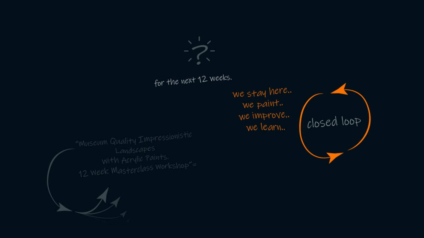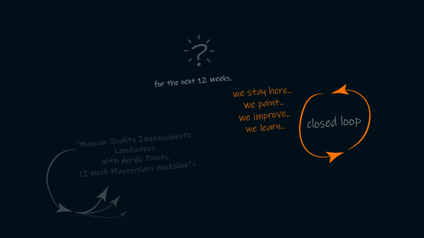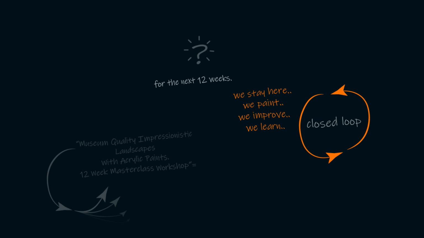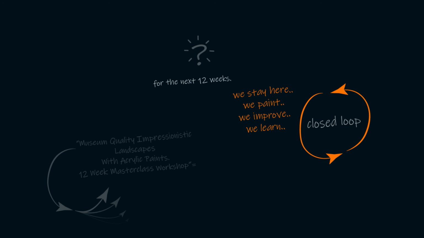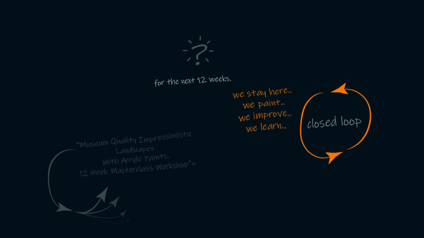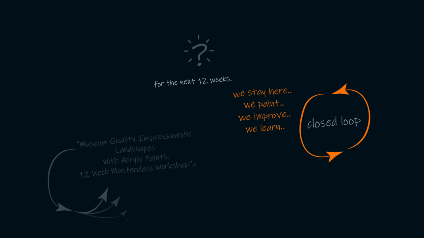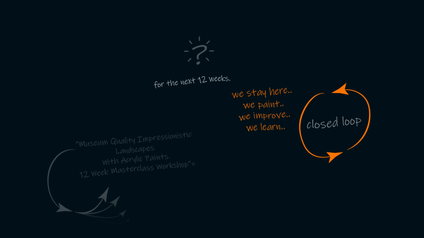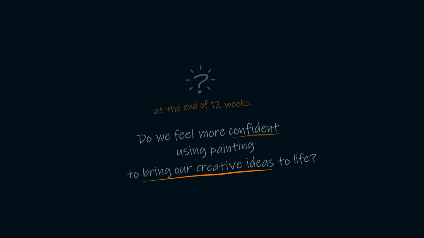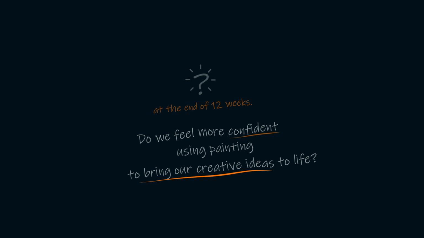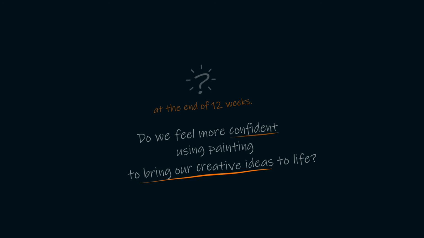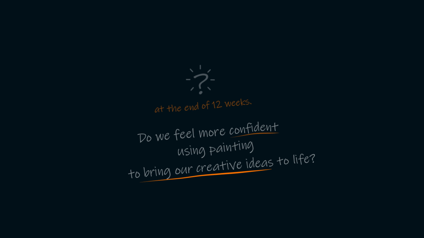And then for the next 12 weeks, instead of signing up for the museum quality impressionistic landscapes with acrylic paints 12-week masterclass workshop, we stay here, we sit down, stay in the countryside and just paint. We paint, we improve, we learn, and we try again and again to bring the countryside to life on our canvas. And then at the end of these 12 weeks, we ask ourselves, do we feel more confident in using painting to bring our ideas to life?